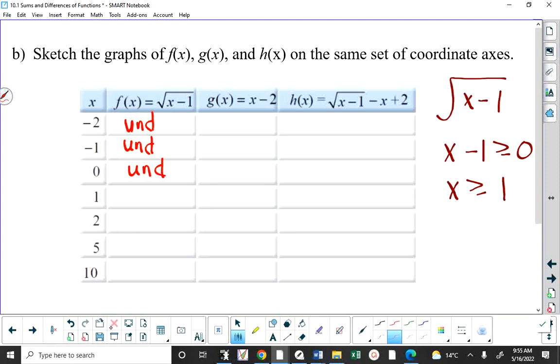1 minus 1 is 0, root 0 is 0. 2 minus 1 is 1, root 1 is 1. I hope you can appreciate why I chose the next two x coordinates. 5 minus 1 is 4. The square root of 4 is 2. 10 minus 1 is 9. The square root of 9 is 3.